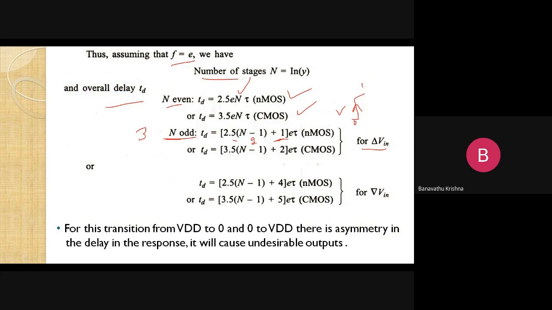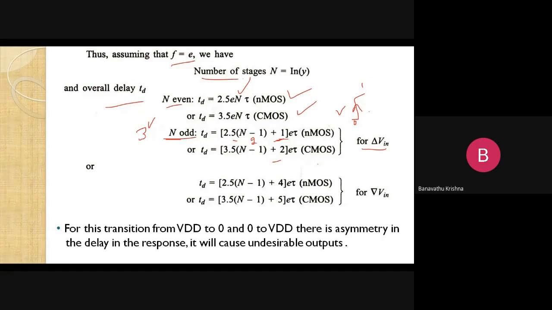Similarly, for CMOS, 3.5 e n tau, instead of n, you can represent n minus 1. n is 3 here, so 3 minus 1, nothing but 2. So 3.5, 2 like that, and then the remaining stage is nothing but 2. So this is for the transition of 0 to 1.